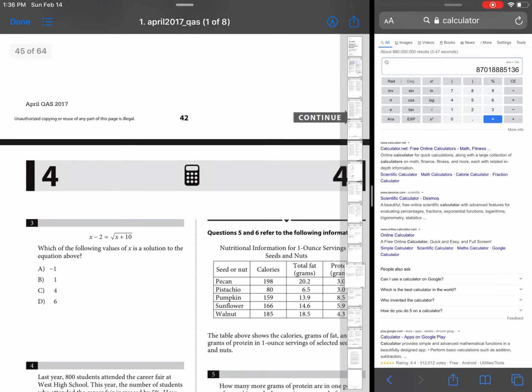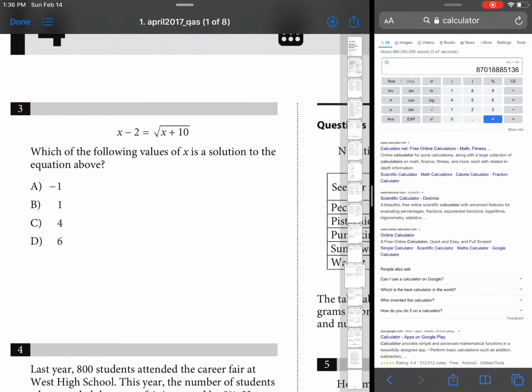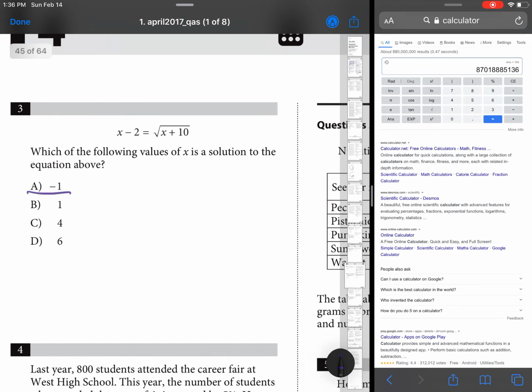Question 3. Which of the following values of x is a solution to the equation above? I am just simply putting these numbers in. I'm not calculating. I'm not doing anything really extra. So if I put -1 in there, it's going to be -3. It's not going to work because whatever is inside the square root cannot be negative. The result of this square root has to be positive.